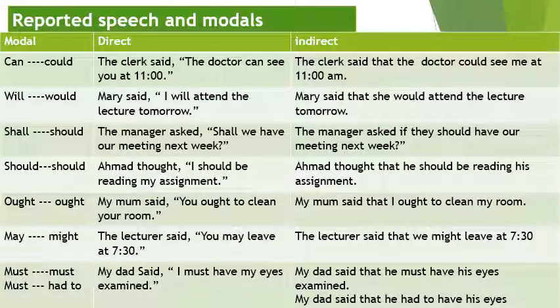For ought, it remains as it is, just like should. For may, you need to change it to might. The lecturer said you may leave at 7:30, and the lecturer said that we might leave at 7:30. As to must, you either keep it as it is. My dad said I must have my eyes examined. My dad said that he must have his eyes examined, or he had to. You just change it into the past, which is had to, the past necessity.